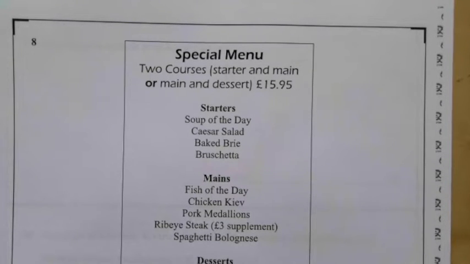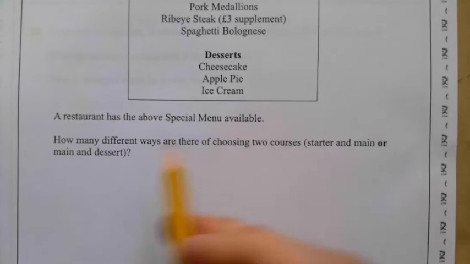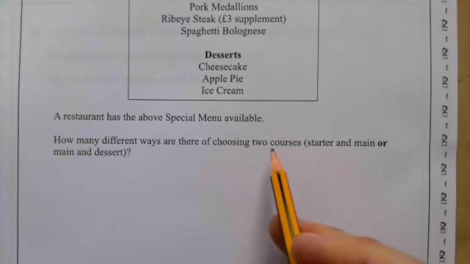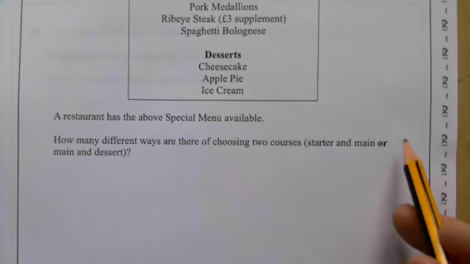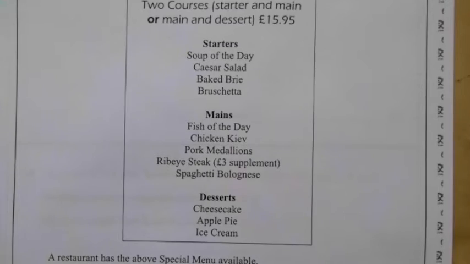Question 8. Special menu. Let's read the question first. A restaurant has the above special menu available. How many different ways are there of choosing two courses, starter and main, or main and dessert? So let's just count them out and see what we get. So starter and main, first of all.